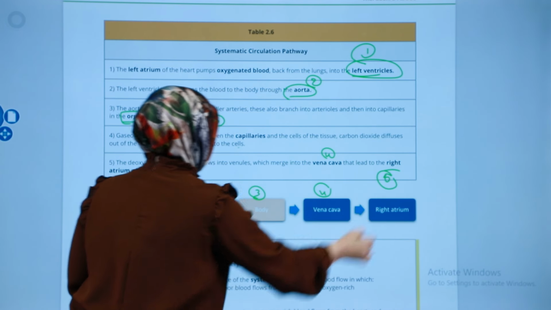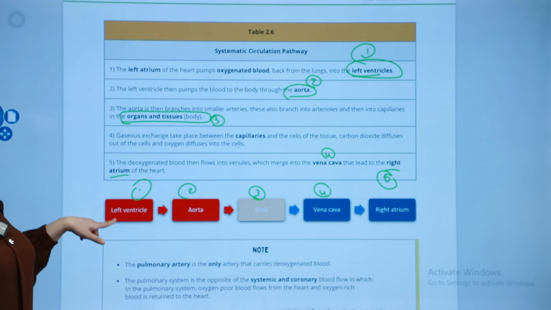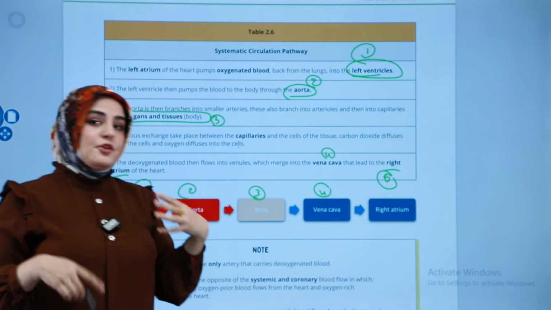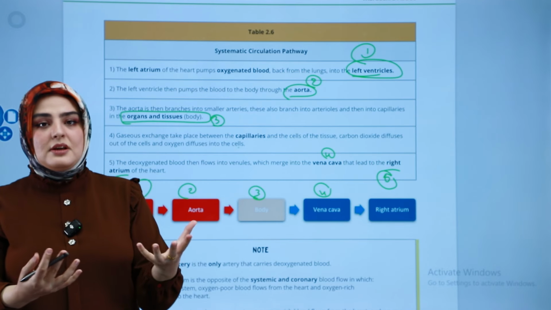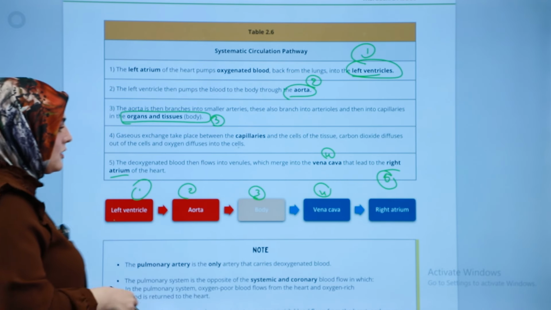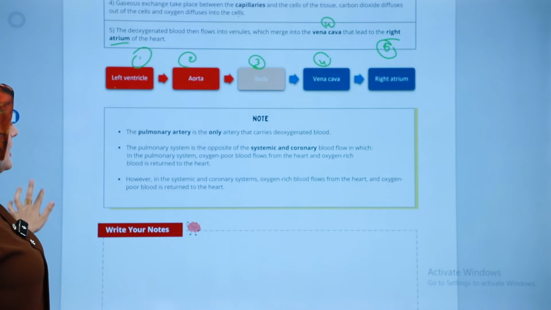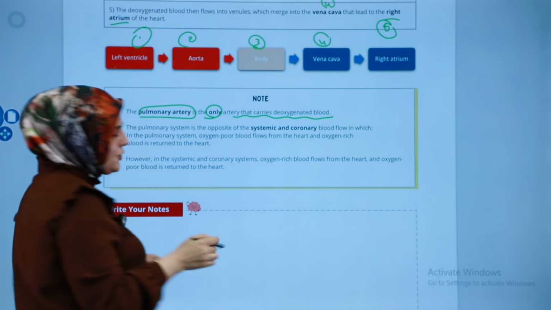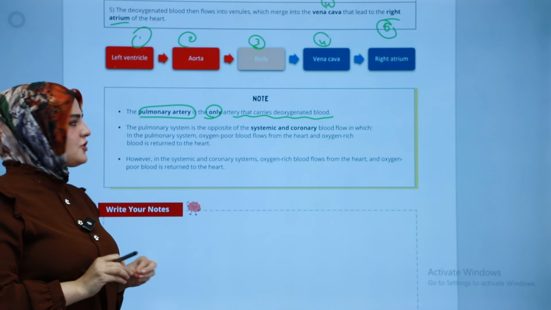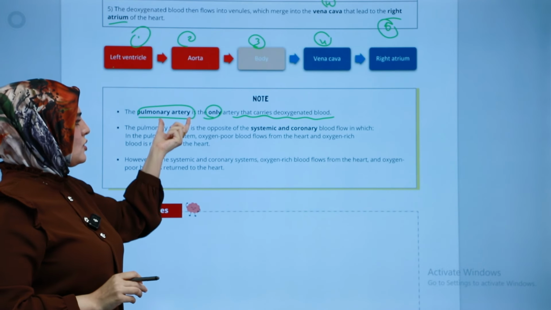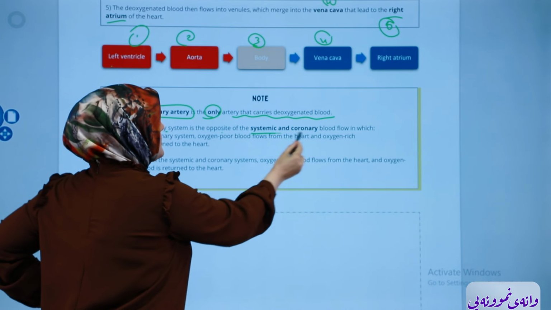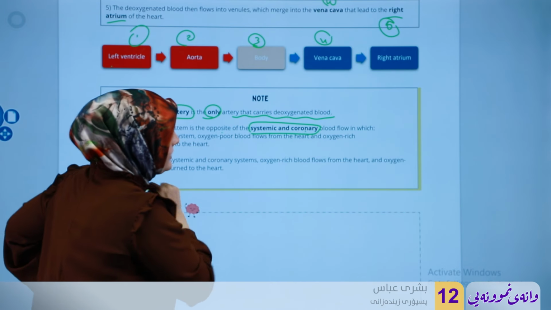There we go, 5 for both of them. Okay. See, here we start off with oxygenated blood, end up with deoxygenated blood. It's opposite in pulmonary. Pulmonary, you give it deoxygenated and you end up with having lots of oxygenated blood. It says pulmonary artery is the only artery carries deoxygenated blood. Of course, it's branching to other smaller arteries, but the big artery is what we're talking about, all right? And it says pulmonary system is the opposite of systemic and coronary. We're going to study it in a bit, okay?